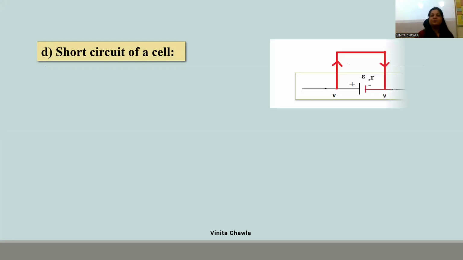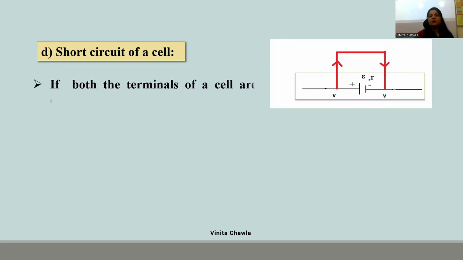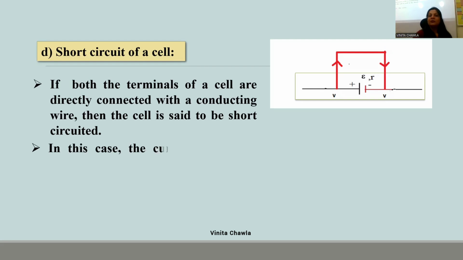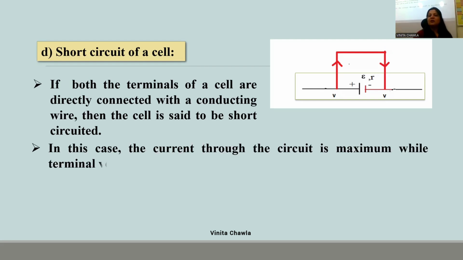Short circuit of a cell. This is short circuiting. You can see, look at this picture. If both the terminals of a cell are directly connected with a conducting wire, then the cell is said to be short circuited. So both the terminals are connected through a wire, then cell is short circuited. So in this case, the current through the circuit is maximum while terminal voltage is zero.